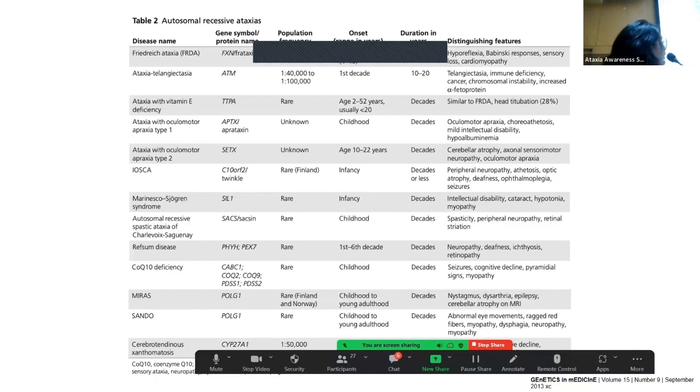So Friedreich ataxia, ataxia telangiectasia. So basically, the onset is first decade, 10 to 20 years, but it is much earlier also, and it is associated with cancer also. So that is something that we need to counsel the patient about and have regular checks. And then different types of ataxia. These are all the mutations that are inherited in our autosomal recessive family.